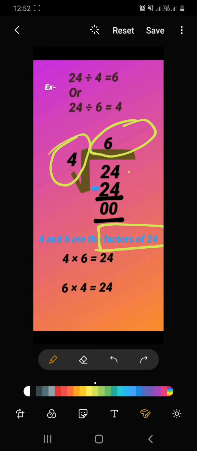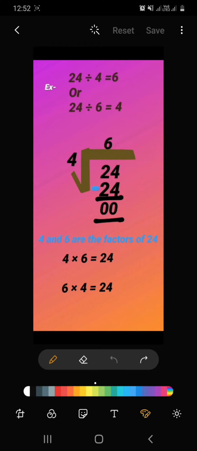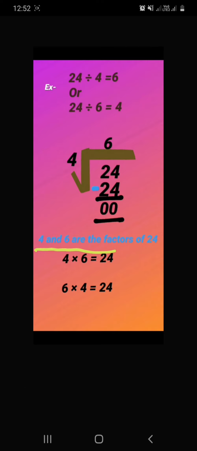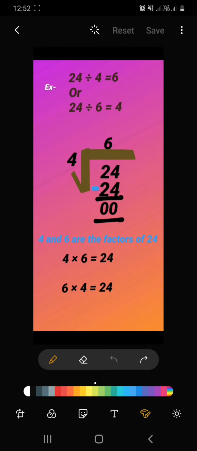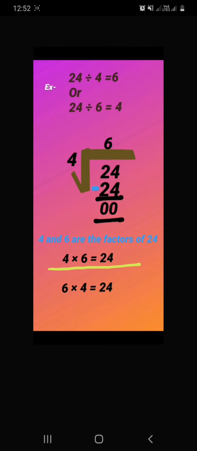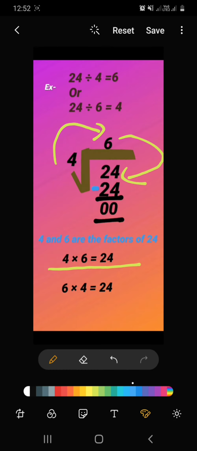Factors, do you understand the meaning? You know the meaning of factor? No. Okay, let me tell you. So here you can see a point is written: 4 and 6 are the factors of 24. It means 4 6s are 24, that is, if we multiply 4 by 6, what answer will come? 24 will come.